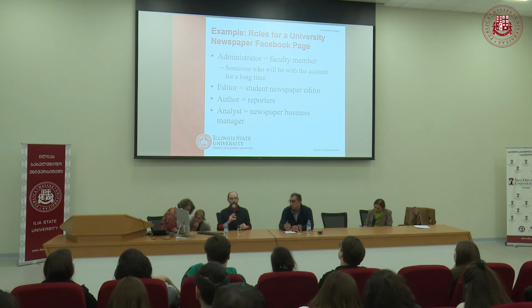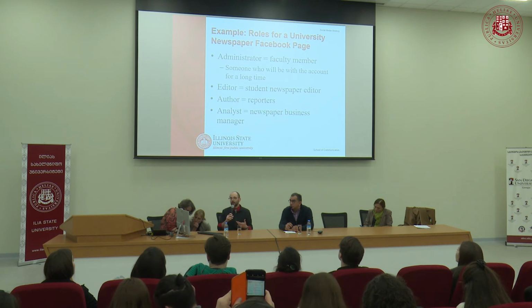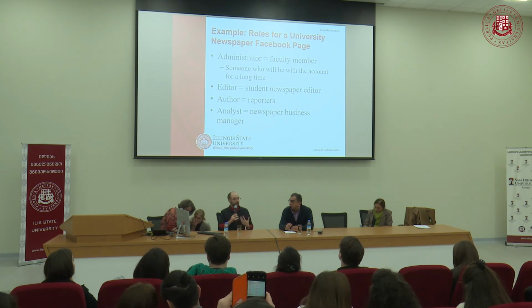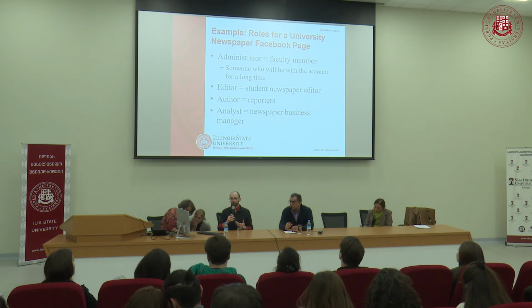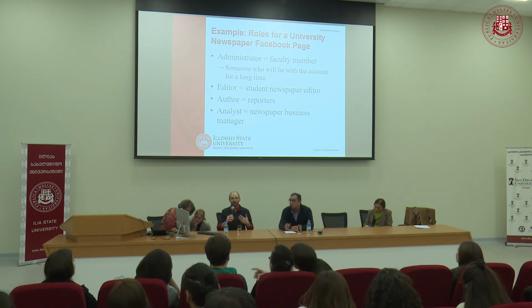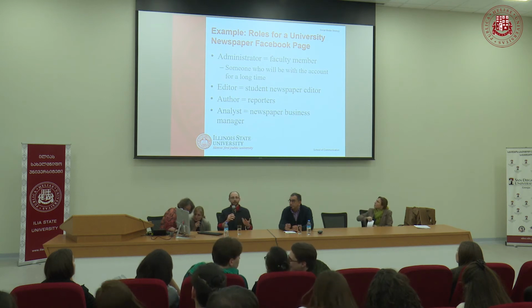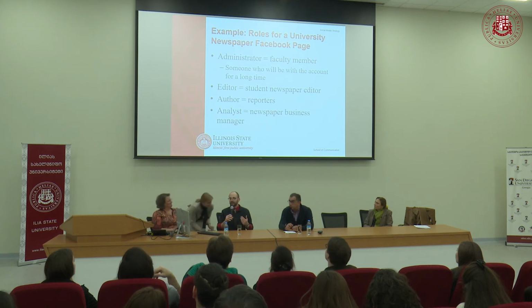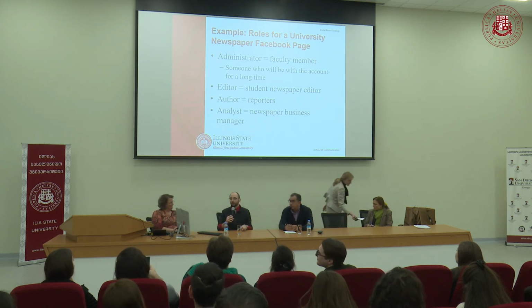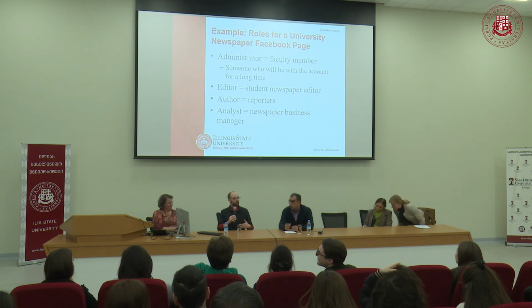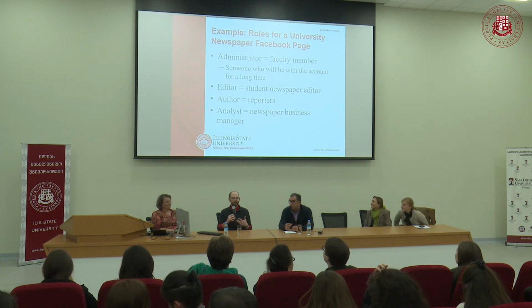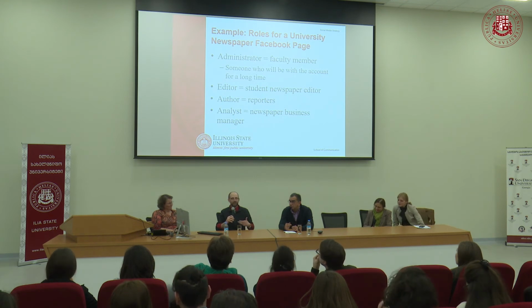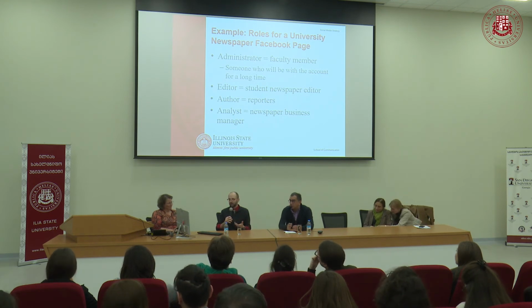So here's an example, really briefly, of how those roles might operate for a university newspaper. So I sat down with my campus paper at Illinois State University, and I worked through that team with the following. First, we looked for the administrator, and basically we decided that should be a professor or a faculty member. Right? And the reason we did that is it needs to be somebody who will be with the account for a long time, right? Because that person's going to be in charge and making sure that things happen on that page.